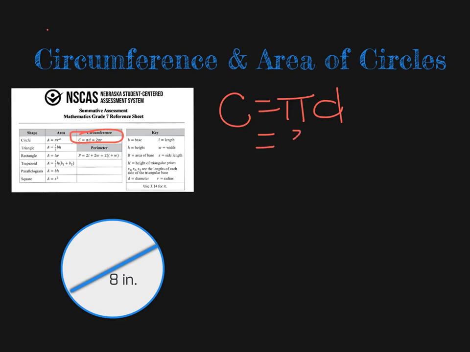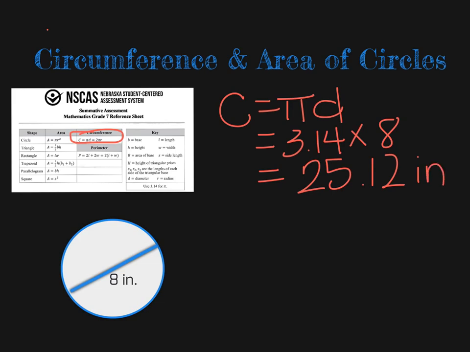I know that I want to use 3.14 for pi, and my diameter, which goes all the way across my circle, is 8. So I take 3.14 times 8. And heck, you can even type this into the calculator. When you type in 3.14 times 8, you get 25 and 12/100ths. And circumference, remember, is like putting a fence around your swimming pool. So that would be 25.12 inches. Circumference is not squared.